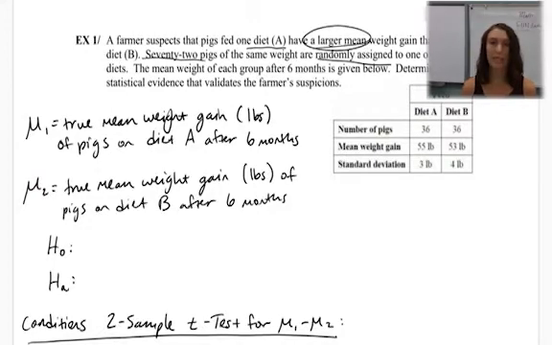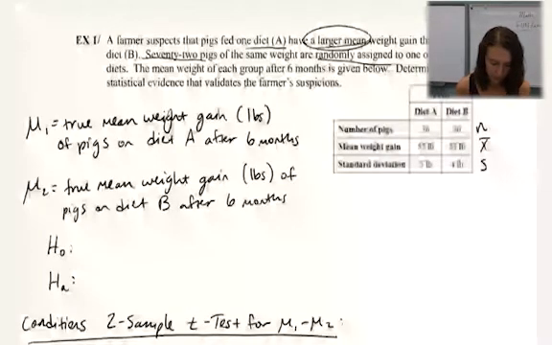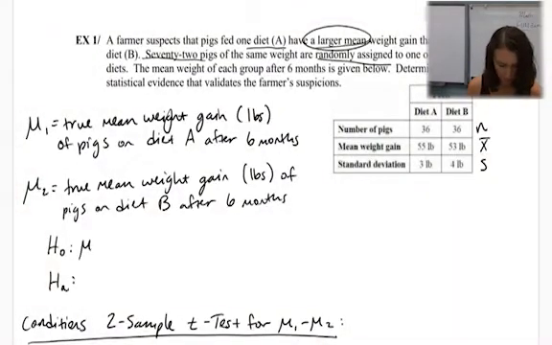All right, so first we need to define our parameters. Mu sub 1 is the true mean or the population mean weight gain in pounds of pigs on diet A after 6 months. Mu 2 is the true mean weight gain in pounds of pigs on diet B after 6 months. We have some statistics here on the side with our N, number of pigs, our X bars, and our S's. Now, our null hypothesis is that mu1 minus mu2 is going to be equal to 0.